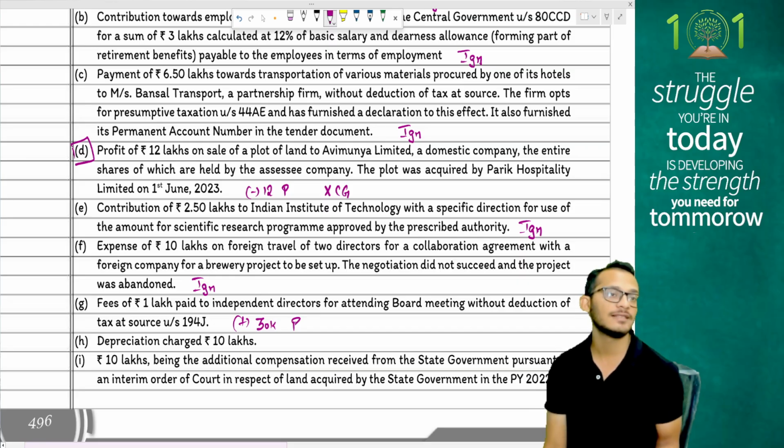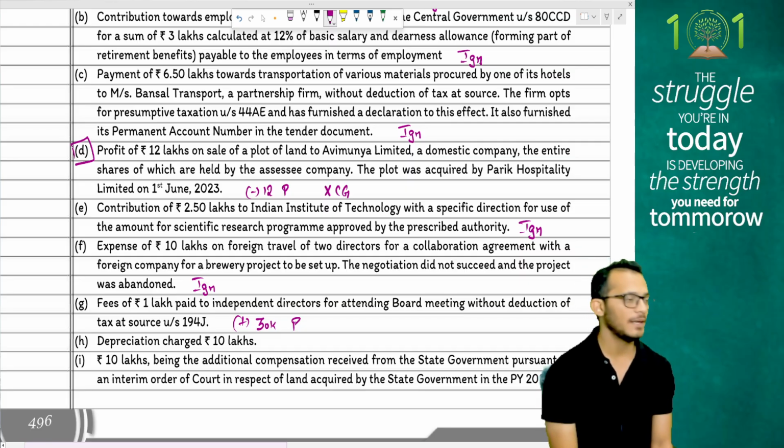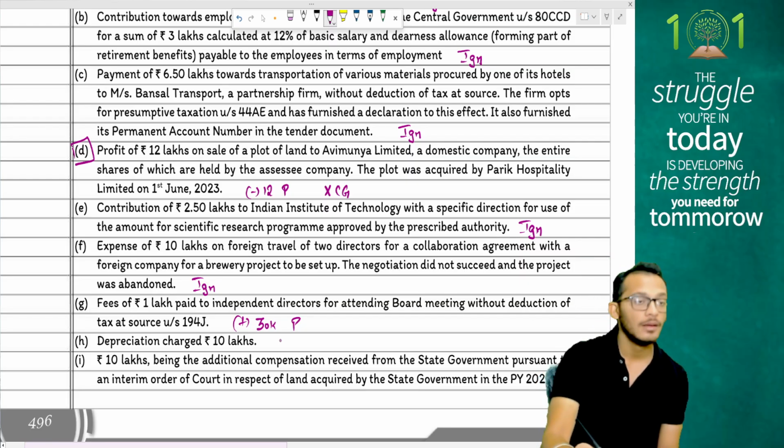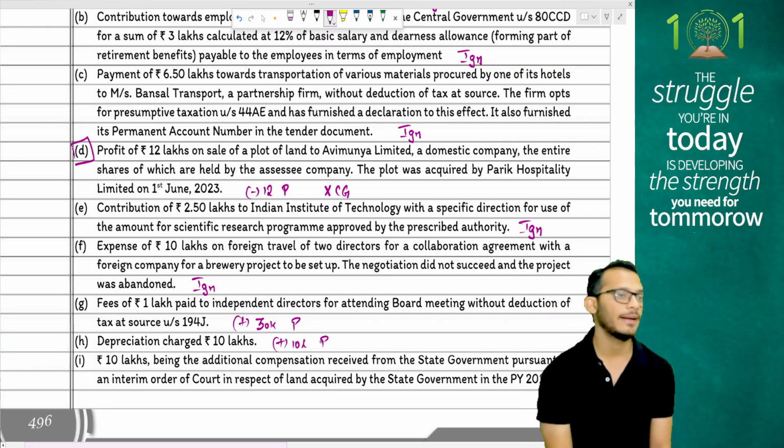Then says depreciation charged to rupees 10 lakhs. People, nothing given. Assumption is this is P&L depreciation. Therefore, disallow 10 lakhs in PGBP.